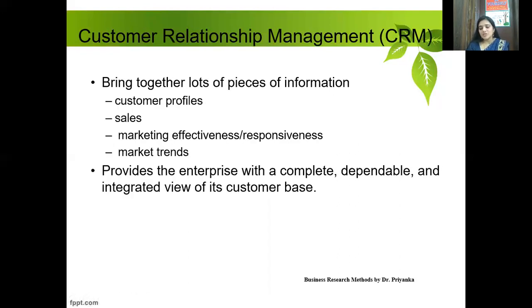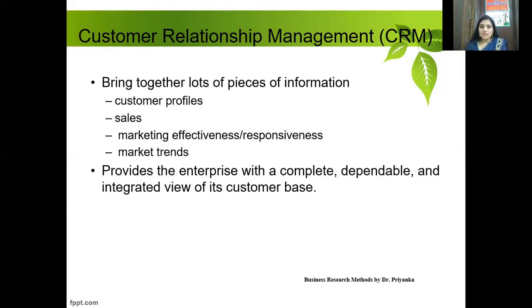Customer relationship management, for example, is a very good example of a database. What it does is bring together a lot of pieces of information related to customer profiles, related to sales, then marketing effectiveness or responsiveness, and then market trends. What CRM does is store all the information related to the customer and sales, right?